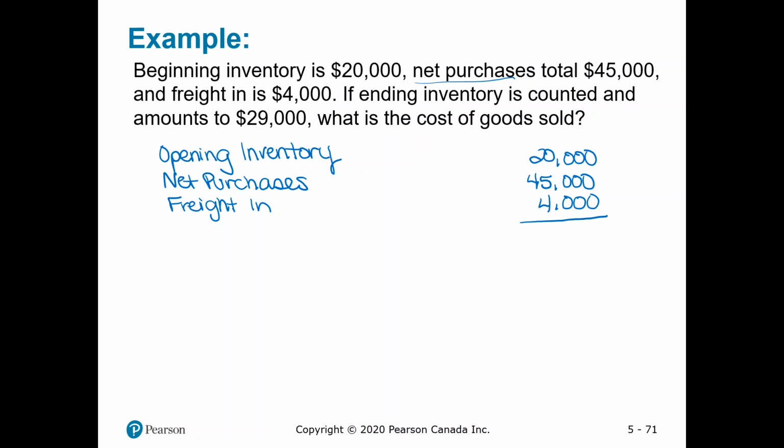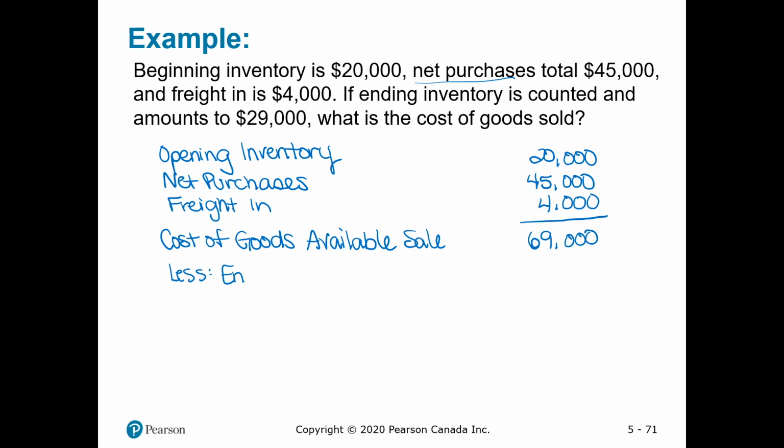Okay, so we add these up, and this gets us to our cost of goods available for sale. So this is how much we had that we could sell in the year. We add it up and it's $69,000. So we have this available. We've either sold it or we have it in ending inventory. So we know our ending inventory, so we can subtract that. So we say less ending inventory, which was $29,000.